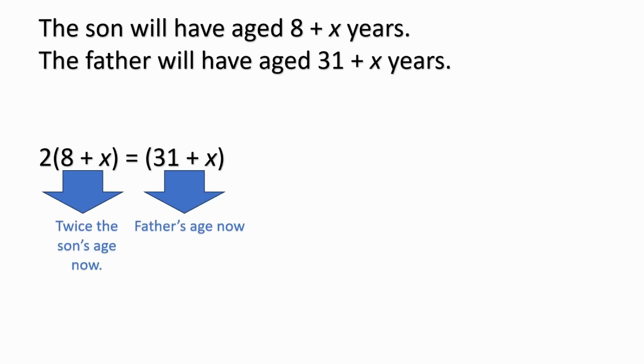And the reason why you think about this, again, we're saying that the father's age now, which would be 31 plus x, that's what we have on the right side of this equation. The father's age is 31 plus x, and that's equal to twice the current son's age. And we just said, well, the son aged 8 plus x, so if we double that, that would be 2 times the quantity 8 plus x. So 2 times 8 plus x equals 31 plus x.